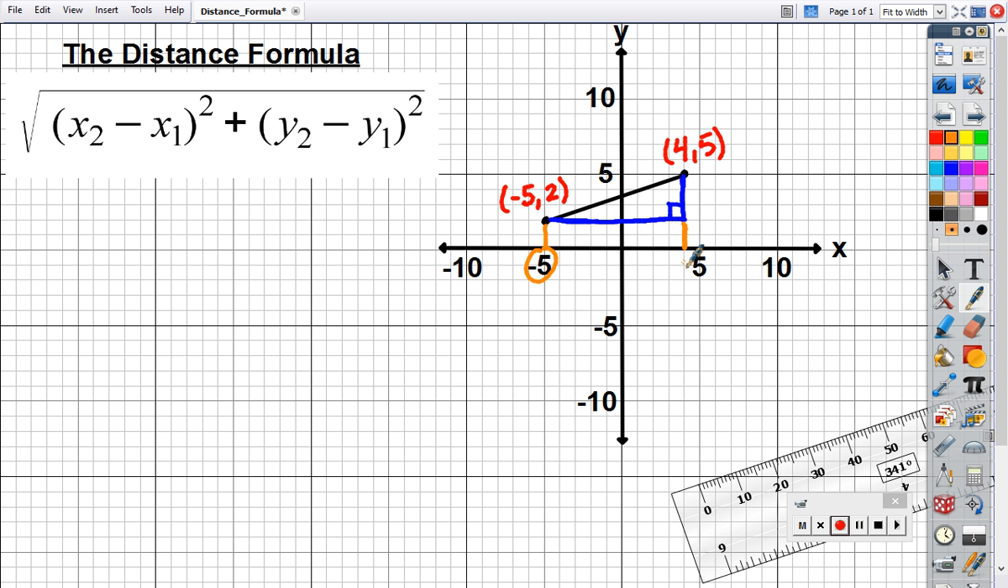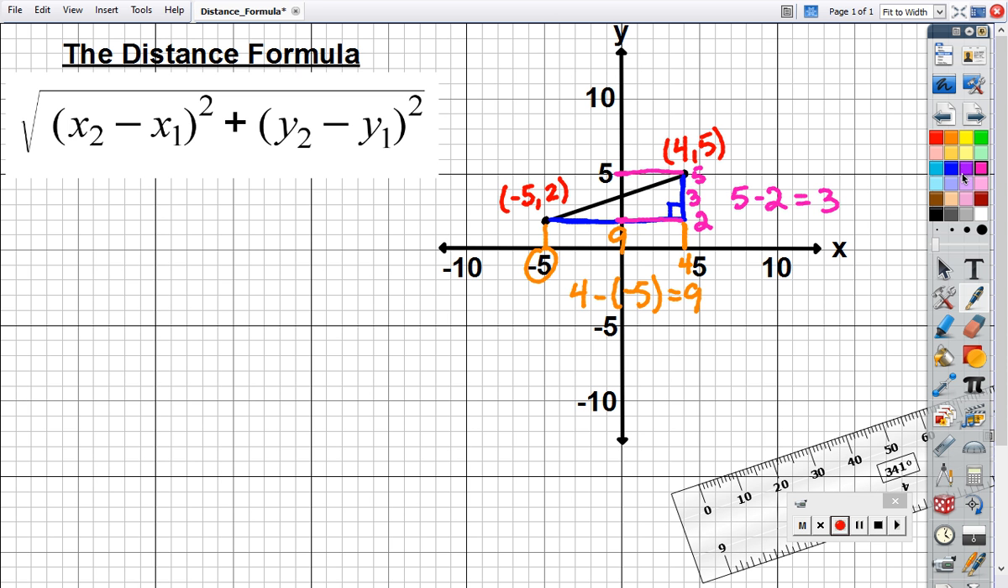So I have -5 and I have 4. Let's try that again: 4 minus -5 equals 9. And then here, on the y-axis, this is the difference in the y-coordinates. My y-coordinate here is 2, and my y-coordinate here is 5. So this is 5 minus 2, which is 3. So I have a right triangle with legs 9 and 3.